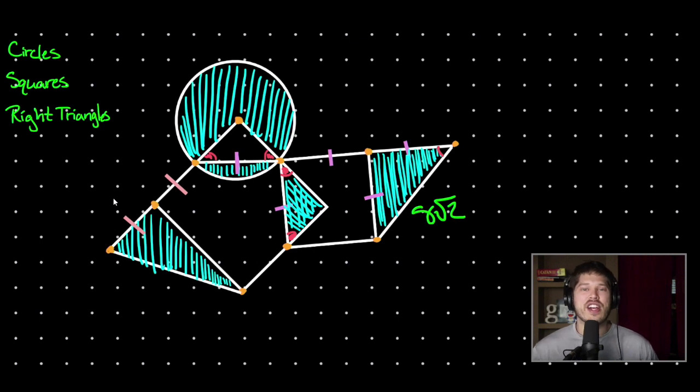So can you find the area of the shaded region of this shape? Pause the video and I'll give you a couple seconds. Okay, so this composite shape is made up of circles, squares, and right triangles. So how can we find the area of our shaded region?